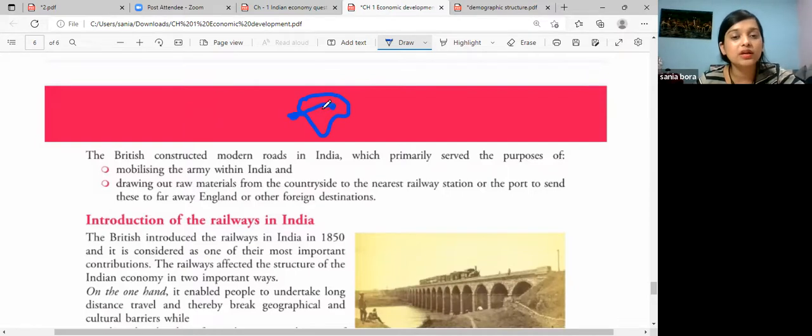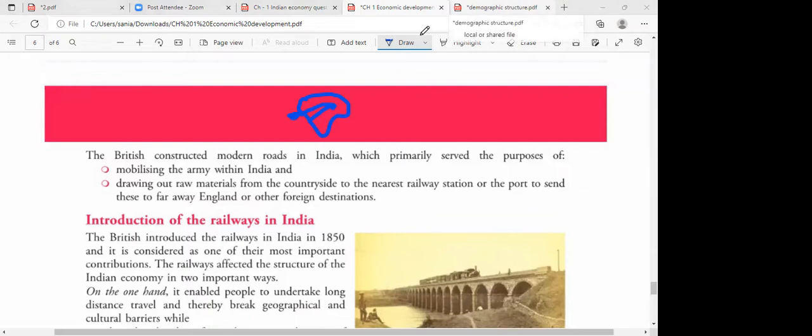So that's why they constructed the road, so that they can draw out, it's like taking out raw material from the countryside to the nearest railway station or port, because if you want to export material to other foreign countries, then you need a port or the railway station, right? So to take out raw material from the countryside to the nearest railway station or the port to send it to far away England or a foreign country, they needed roads. So that's why the British constructed roads. Clear?